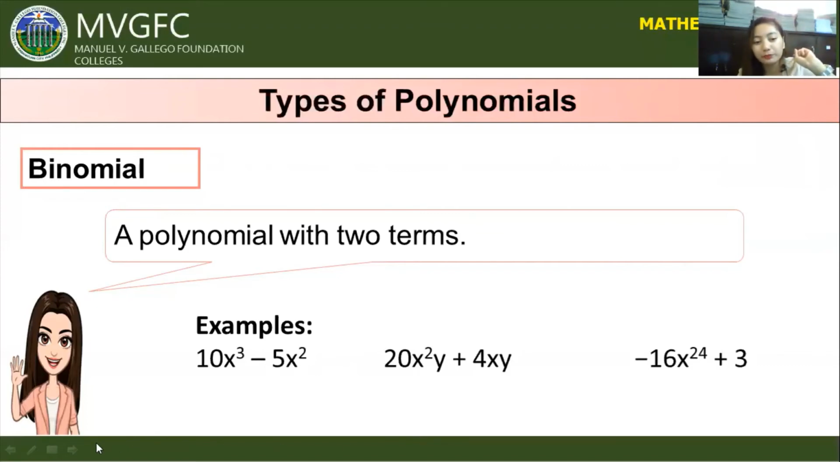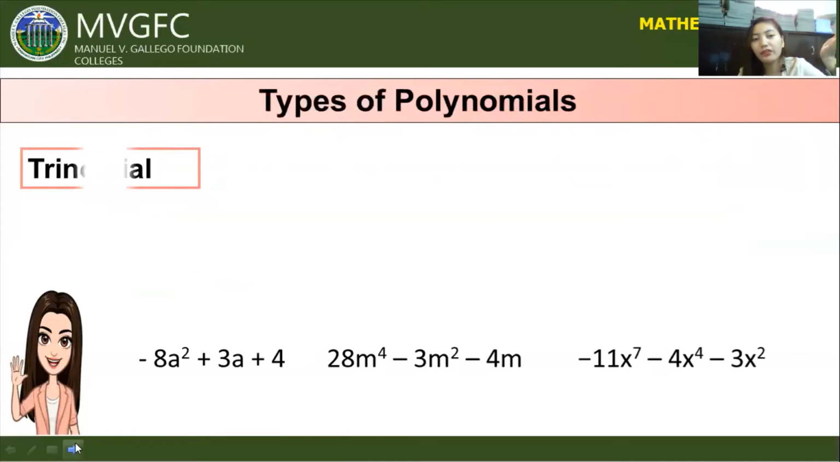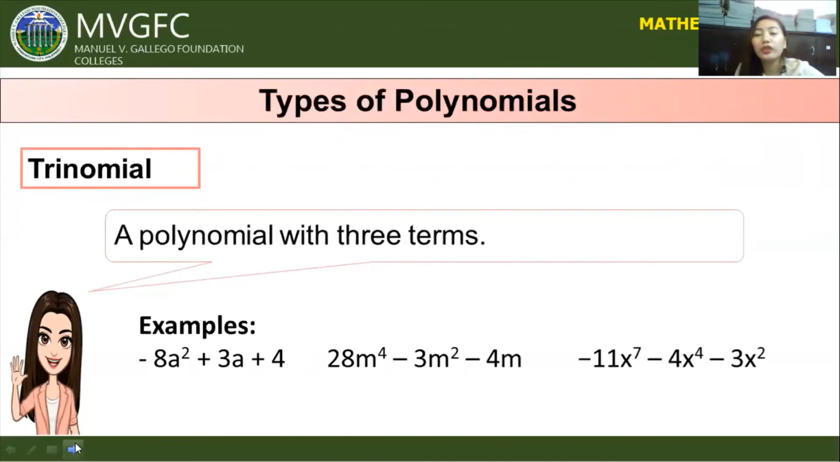Okay, so now we have here the trinomial. When we are referring to trinomial, okay? Let's have an example. In Cabanatuan, we have here the tricycle. Tricycle, there are three wheels. Okay, so meaning to say tri means three. So in terms of polynomials, trinomial means a polynomial with three terms.